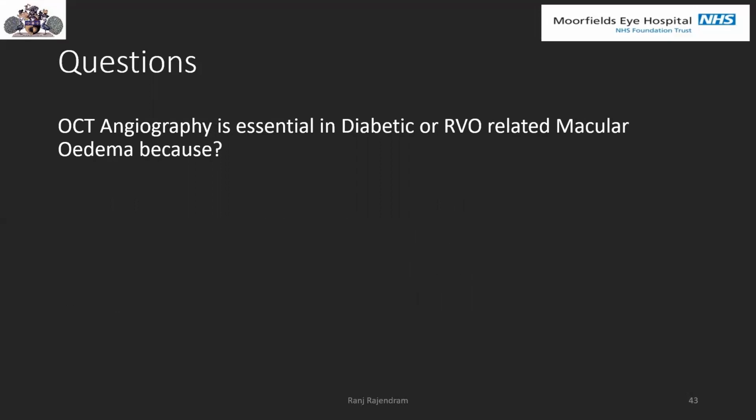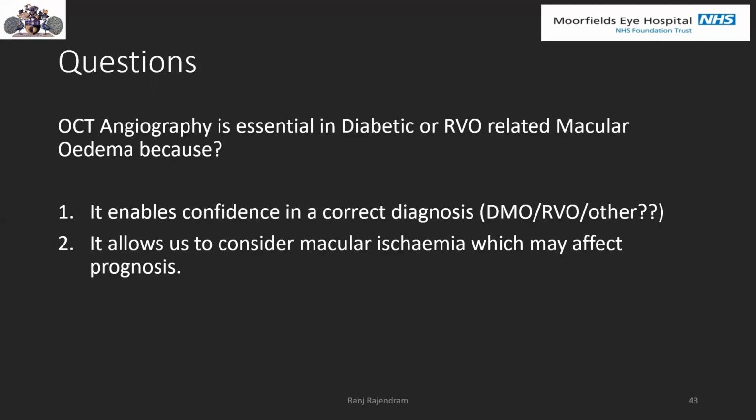OCT angiography in macular edema, whether it's DME or retinal vein occlusion. Why is that important? Well, it's a vascular disease, so we need to look at the capillaries, document whether there is macular ischemia, which may affect outcomes, and have that discussion with the patient. Not all vein occlusions or macular edema are the same, and it helps us feel confident. Macular edema can be a pathology that comes out of a number of diseases, so it helps us really identify that, as in the case that we saw there.